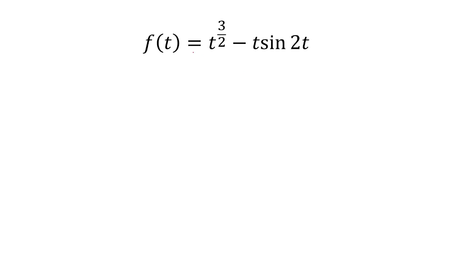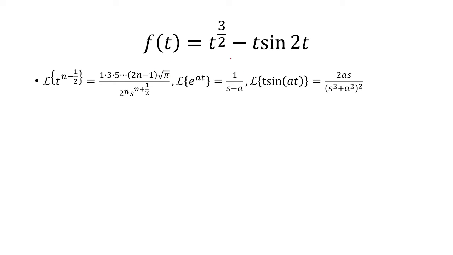The next function is f of t equals t to the positive 3 halves minus t times sine of 2t. And for this, we want to use the table, so Laplace transform of t to the n minus 1 half is of this form. Basically, I can rewrite this part as 2n minus 1 double factorial, and then multiply that by square root of pi over 2 to the n times s to the n plus 1 half.